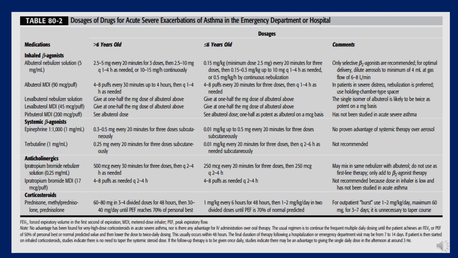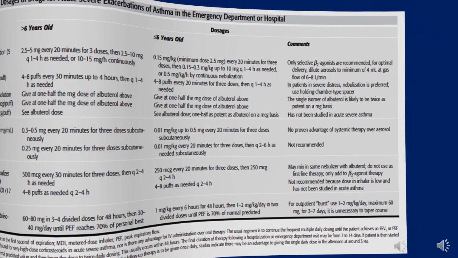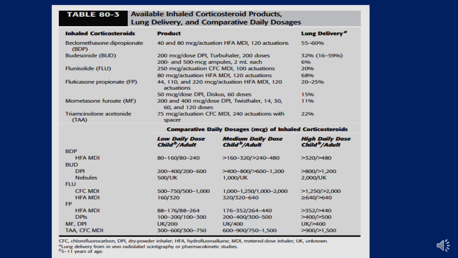Pause the video and carefully scrutinize Table 82 summarizing dosages of drugs for acute severe exacerbations of asthma in the emergency department or hospital before advancing to the next slide. Pause the video and carefully scrutinize Table 83 summarizing available inhaled corticosteroid products, lung delivery, and comparative daily dosages before advancing to the next slide.